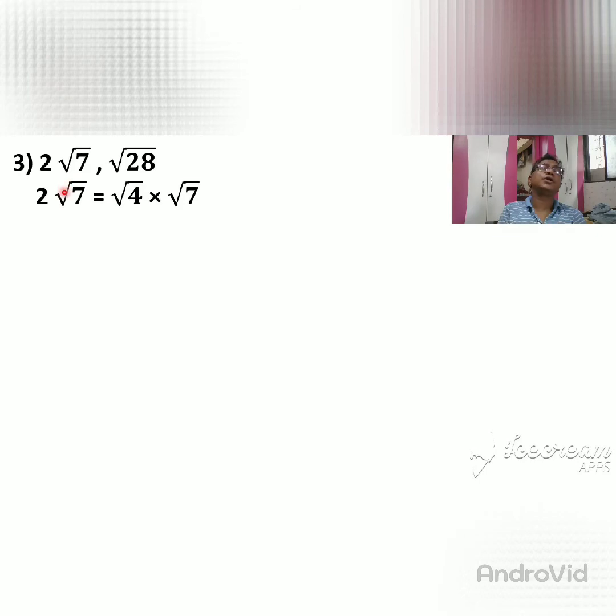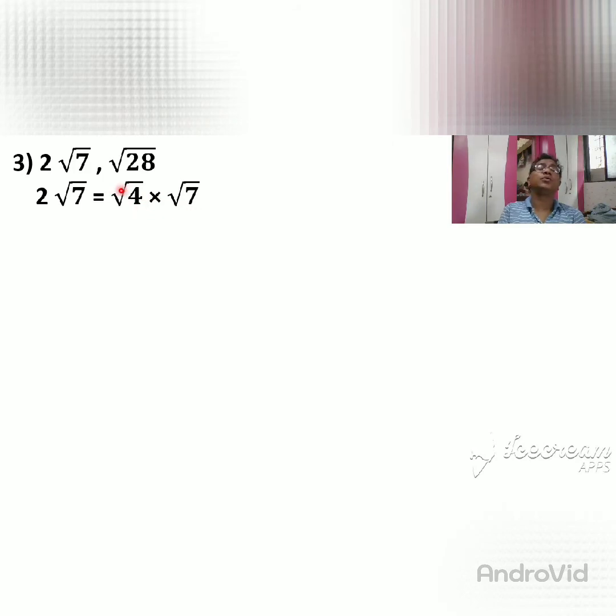So see here, the order is 2, so we are doing the square of this number. 2 square is 4. Taking the square root, we get root 4, and this root 7 remains as it is.